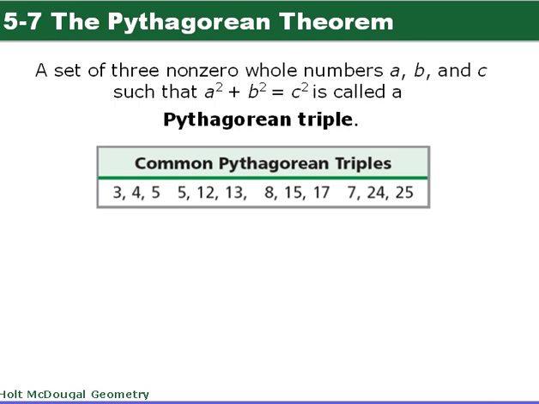So now we're going to look at Pythagorean triples. A Pythagorean triple is just a set of three non-zero whole numbers. So they can't be negative, they have to be whole numbers, and they can't be zero. Such that a squared plus b squared equals c squared. And that's going to be a Pythagorean triple. So we have the first 4 sets of Pythagorean triples. You should start to recognize these. So if you were to square, 3 squared plus 4 squared equals 5 squared, and same thing with these other ones. These are all right triangles and Pythagorean triples.